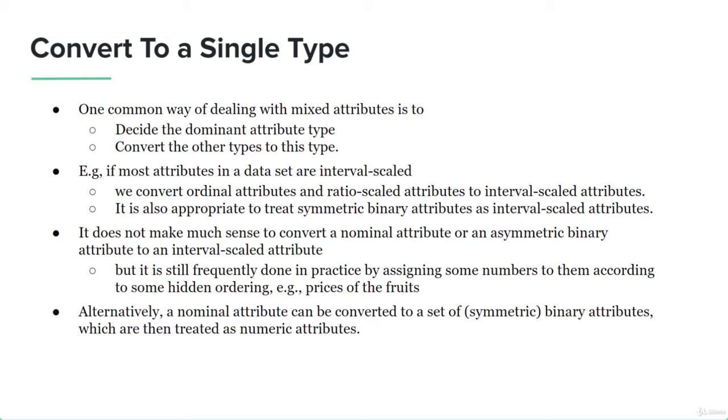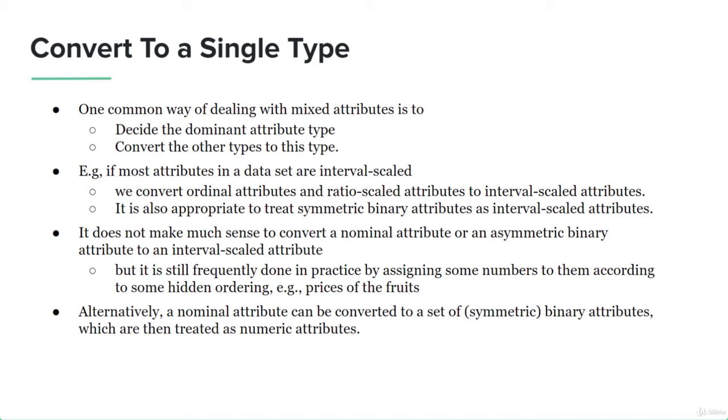In order to do that, firstly convert the ordinal attributes and the ratio scaled attributes to interval scaled attributes. It is also appropriate to treat the symmetric binary attribute as an interval scaled attribute. Now the question is, how do you convert the others? Actually, it does not make much sense to convert the nominal and asymmetric binary attributes to interval scaled. But in practice, it is quite frequently done, by assigning some numbers to them according to some hidden ordering, which is also dependent on the context of the problem.